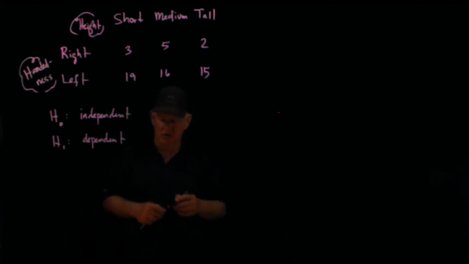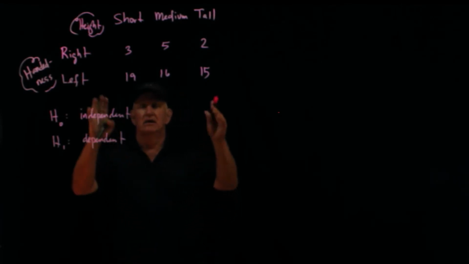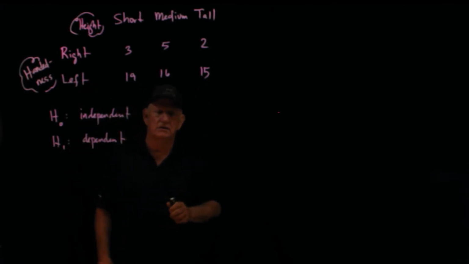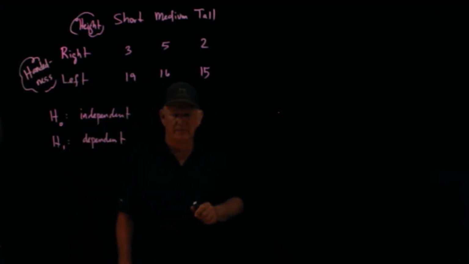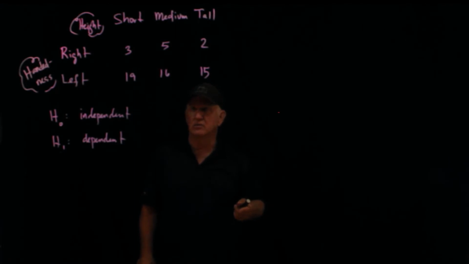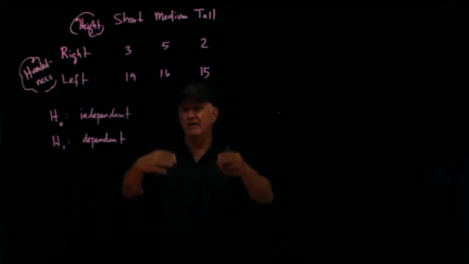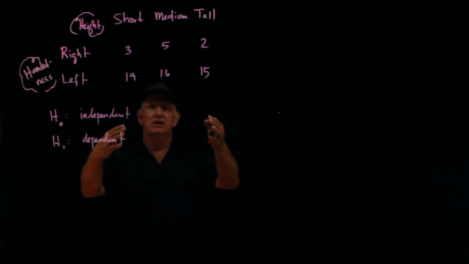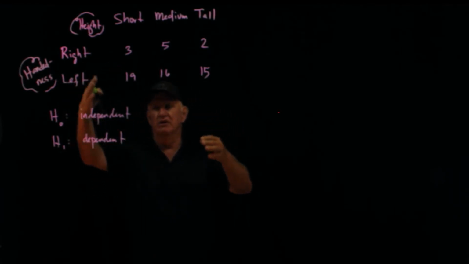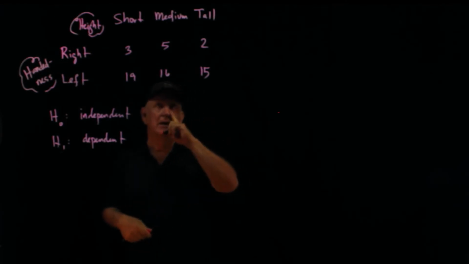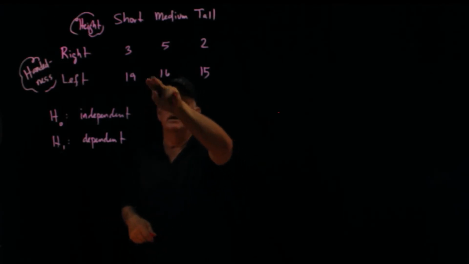So what you have to generate is a second two-way contingency table that would have these same properties if there was no dependence, if they were independent. Let me show you how you do that.